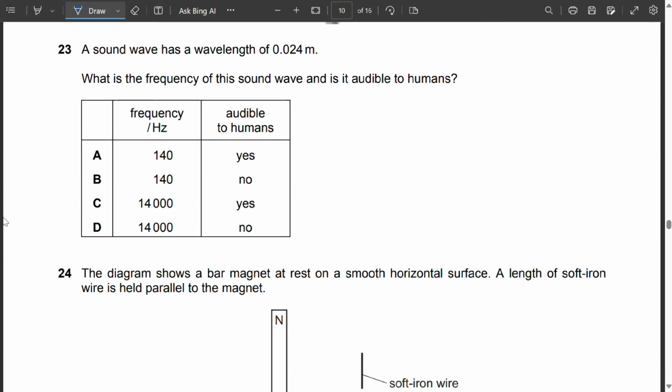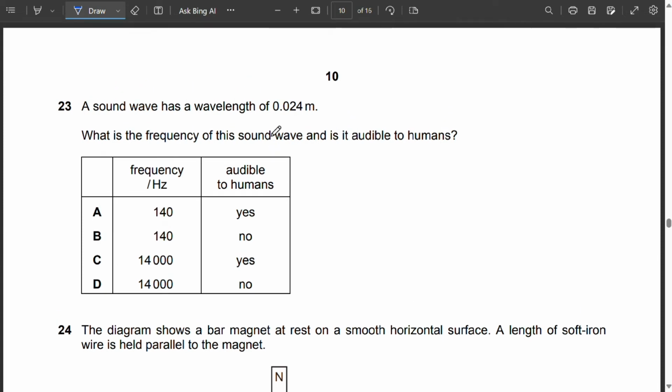A sound wave has a wavelength of 0.024 meter. Wavelength is represented as lambda, which is 0.024 meter, given to us. What is the frequency of the sound waves, and is it audible to humans? We have to calculate the frequency. Now, we can take the speed of sound as 340 meters per second. Generally this is what is taken.